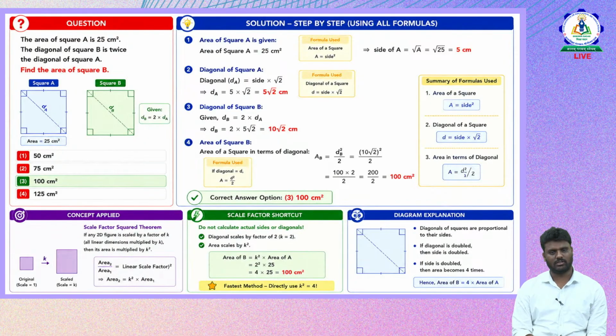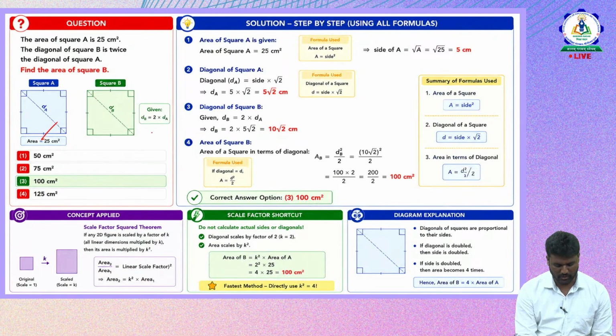So let us read the question and try to identify what exactly they have given here. Two squares are given. The area of one square is 25 centimeter square. Now the diagonal of the square B is given with a condition: twice the diagonal of the square A. If the diagonal of square A is DA, then DB will become 2 into DA.